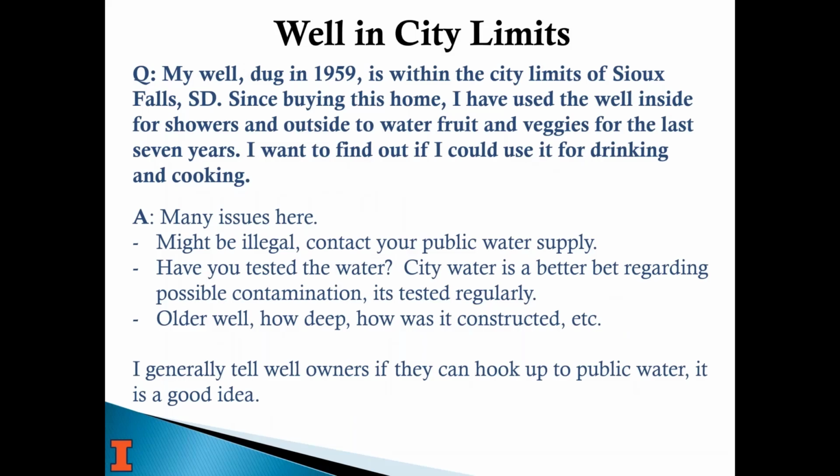So my well, dug in 1959, is within the city limits of Sioux Falls, South Dakota. Since buying this home, I've used the well inside for showers and outside for water, fruit, and veggies for the last 7 years. I want to find out if I could use it for drinking and cooking.